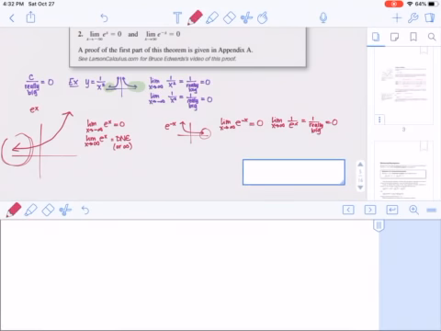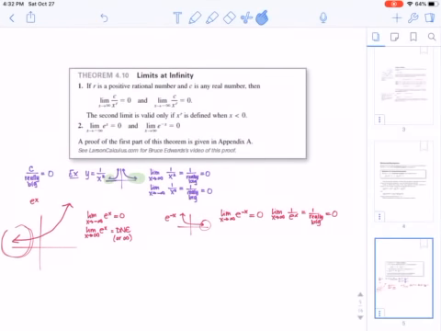All right, so those two things are pretty important in terms of our future work. Okay, so I'm going to end this and make the next one in a second.